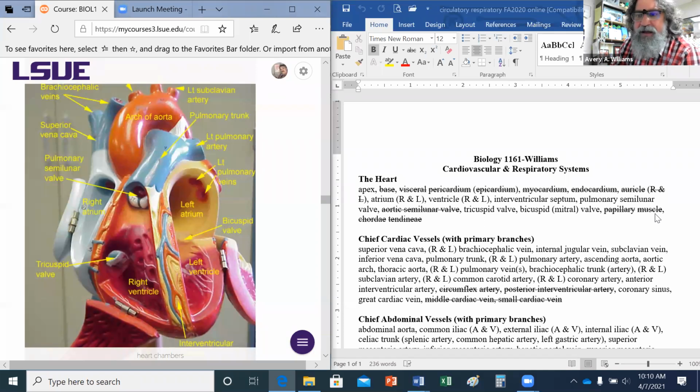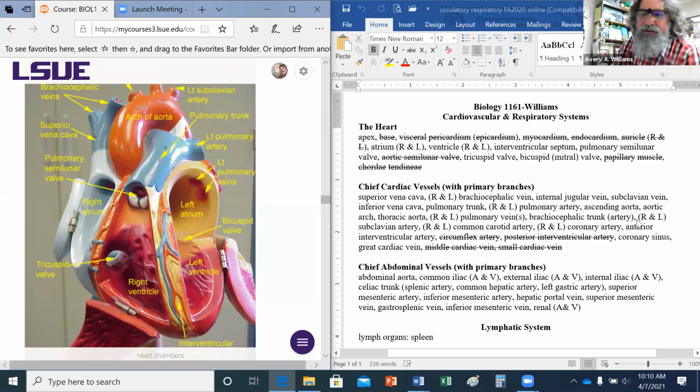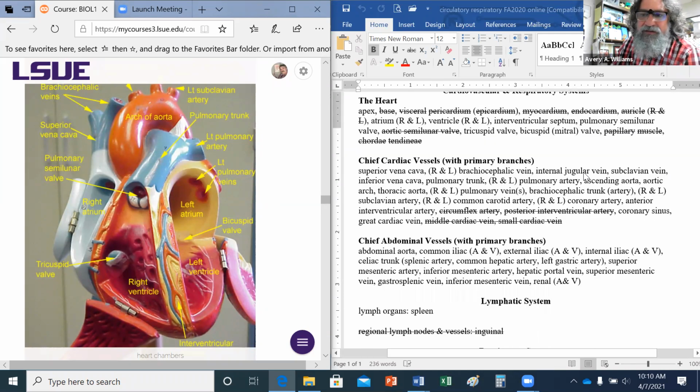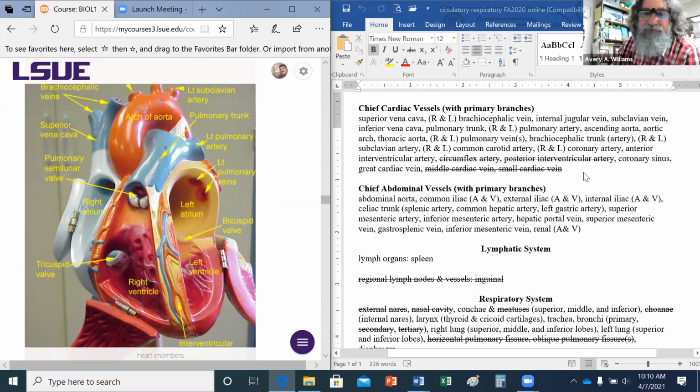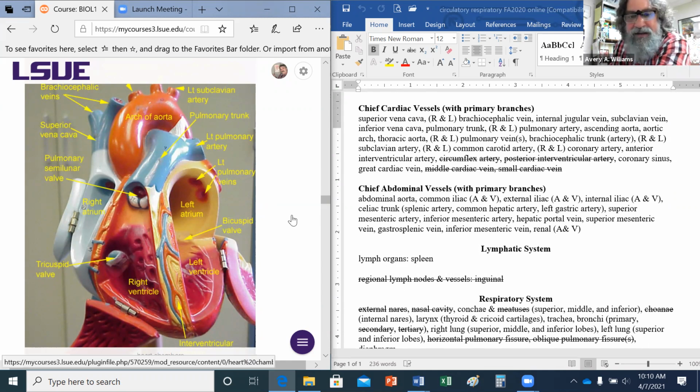And then these things, the papillary muscles and the chordae tendineae, they don't point them out. So if you want to know what those look like, Google them or look them up in your textbook. But those are things associated with the AV valves. We can't see them in this lab. Okay. Ta-da. So that's the heart. That was relatively painless, wasn't it? Now, look at these next two paragraphs. I have chief cardiac vessels with primary branches, and then chief abdominal vessels with primary branches.